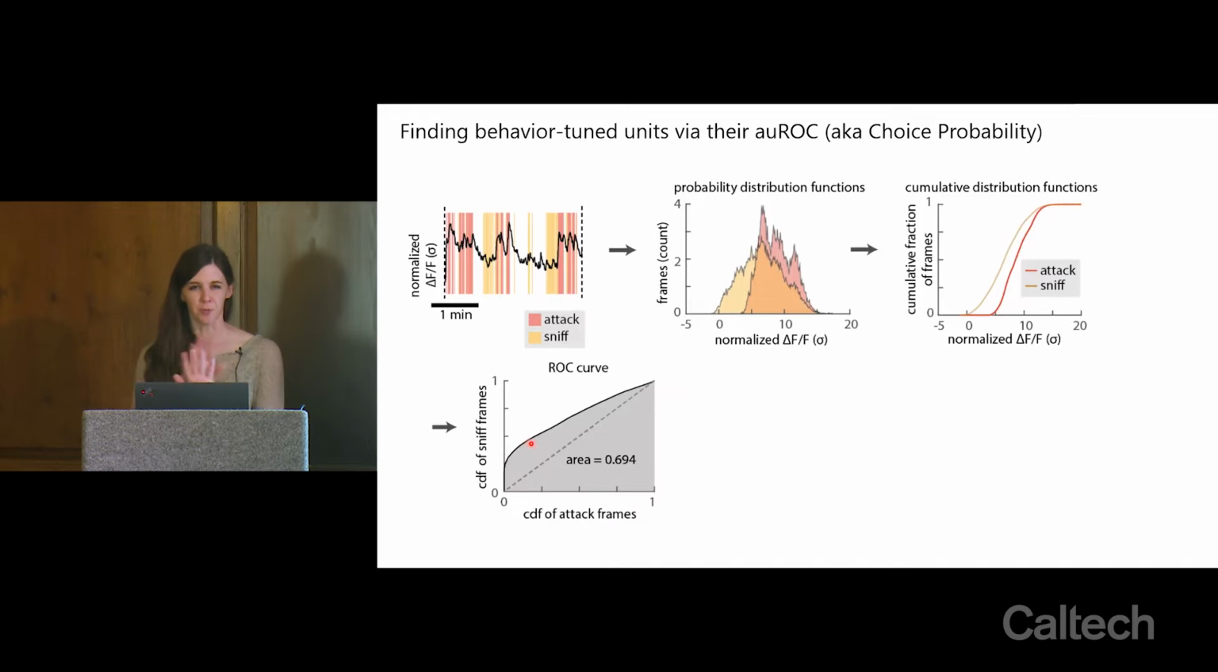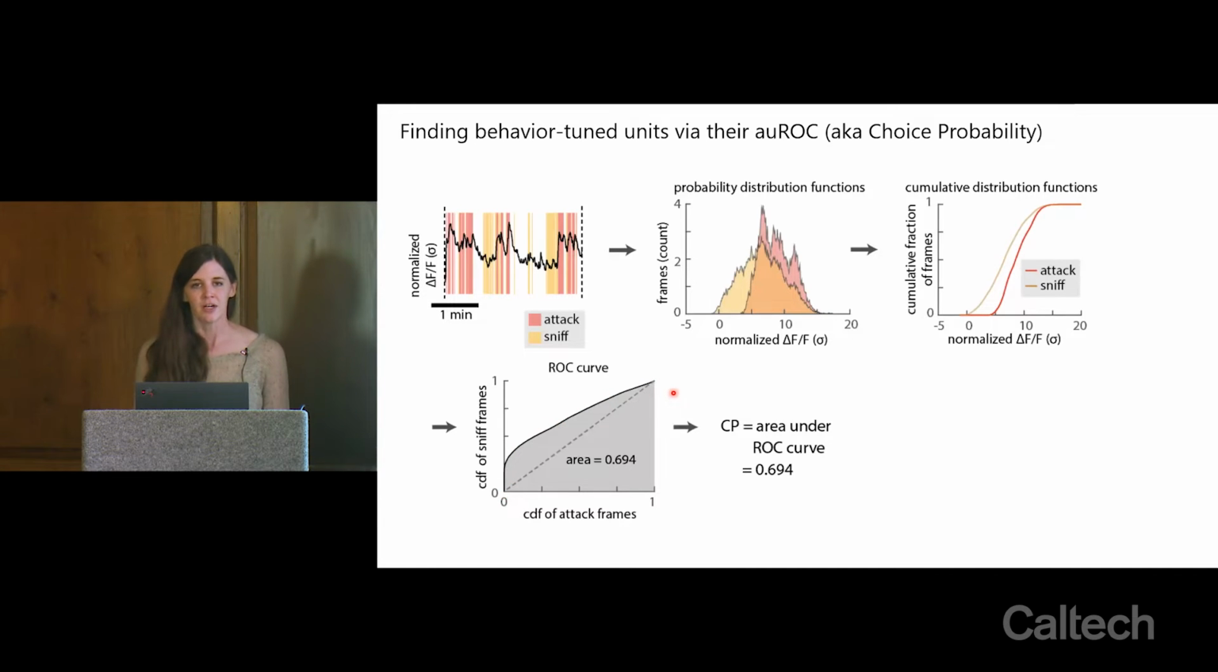If these two histograms were perfectly overlapping, you'd get a line just along the diagonal here. But in this case, you get an increase in the number of sniff frames before you start to see attack frames, because you have all of these guys down here, levels of activation that are low that correspond only to sniffing and not attack. So any deviation of the area under this curve from 1/2, from this line y equals x, means that you have some ability to distinguish these two behaviors, attack and investigation, based on just how active this cell is. So the AUROC, or the choice probability, is just the area under this curve, integrating over all the values.